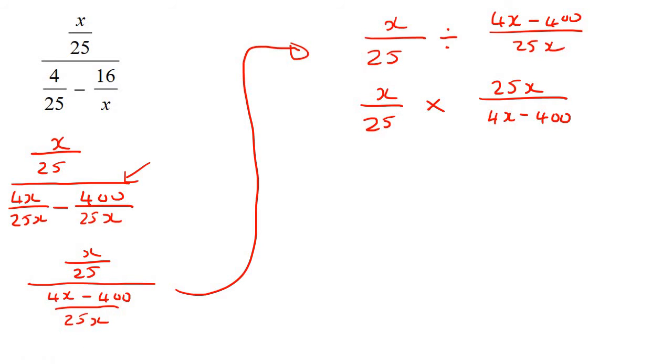Now, if anything's the same at the top and the bottom, we can see this 25 is the same, so that can cancel out. You cannot cancel this and this because this is not part of one term. When you've cancelled everything that you can, then you just put everything together. So at the top we have an x and another x, so that's just going to be x squared. Then at the bottom there's nothing we can do there, and so there is our answer.